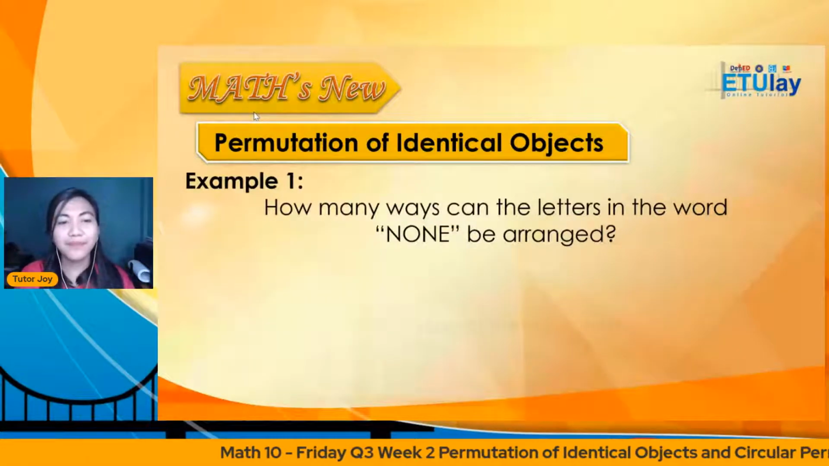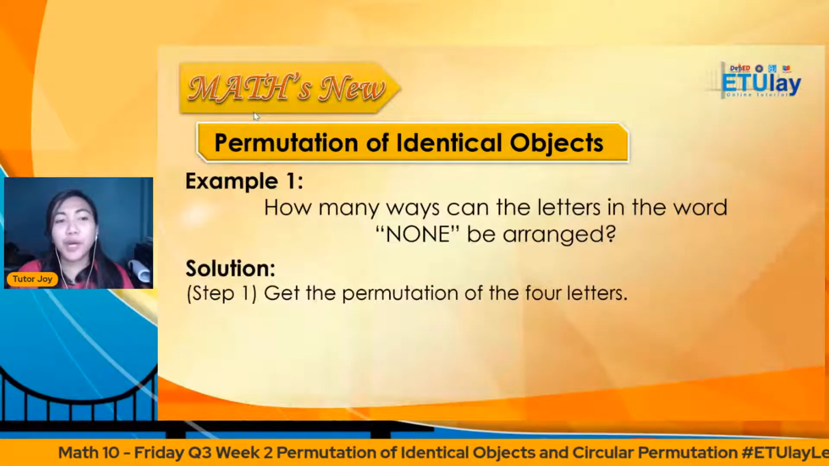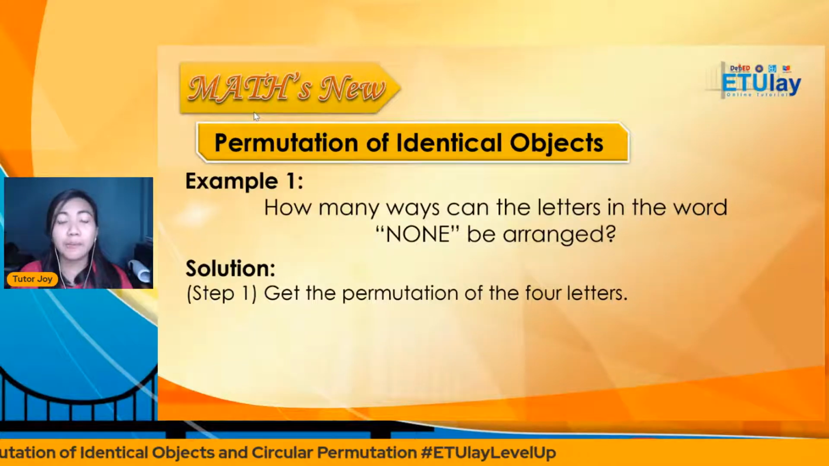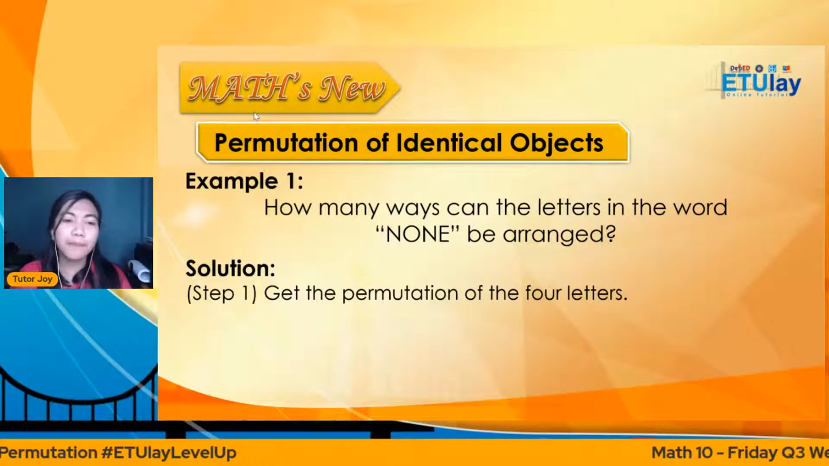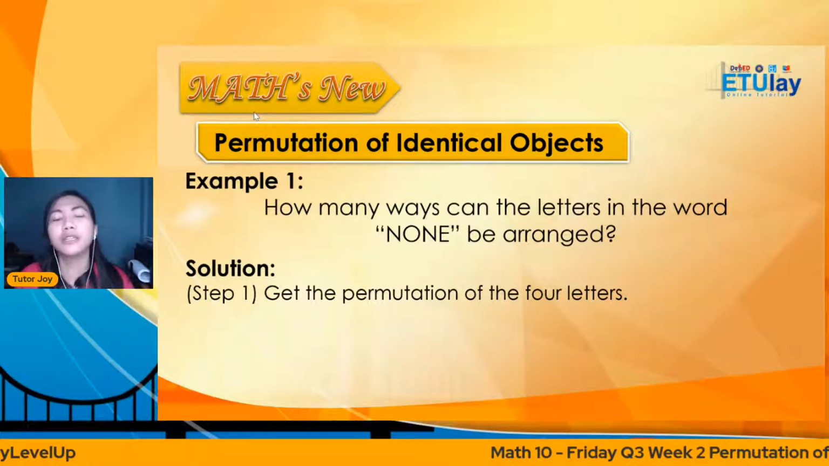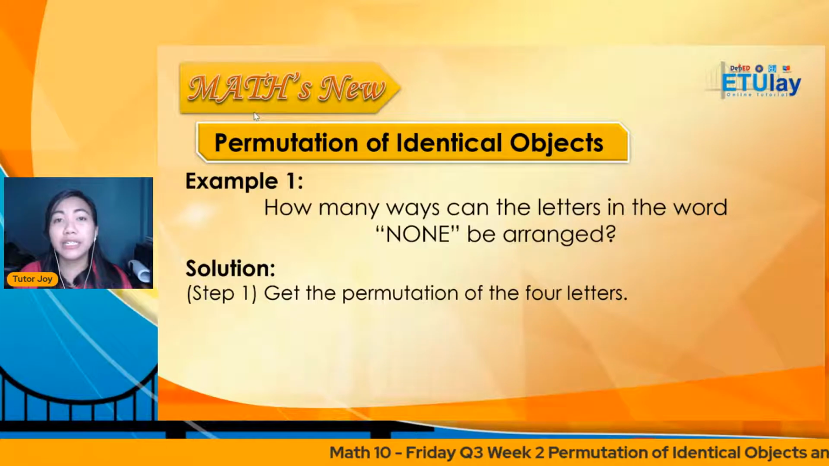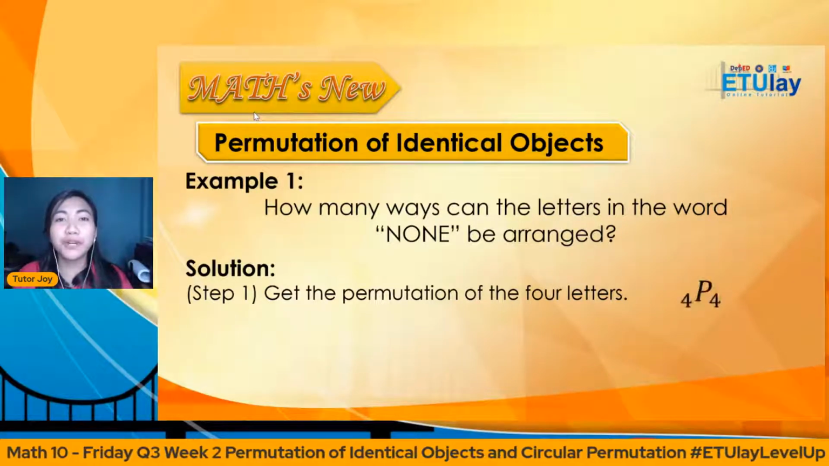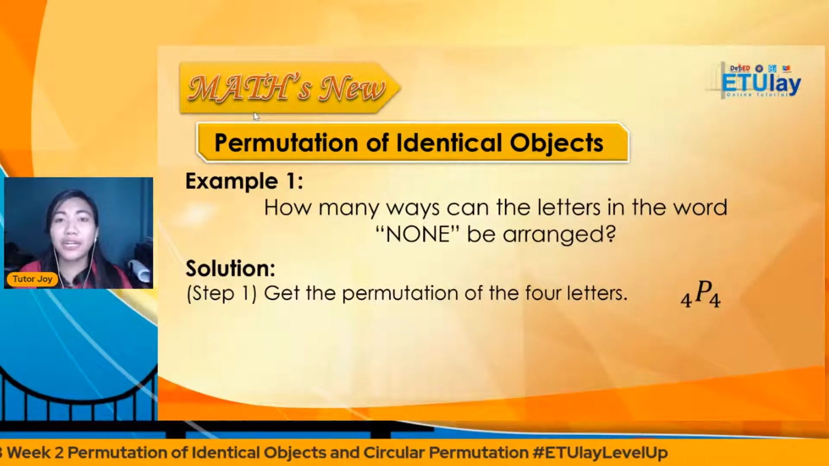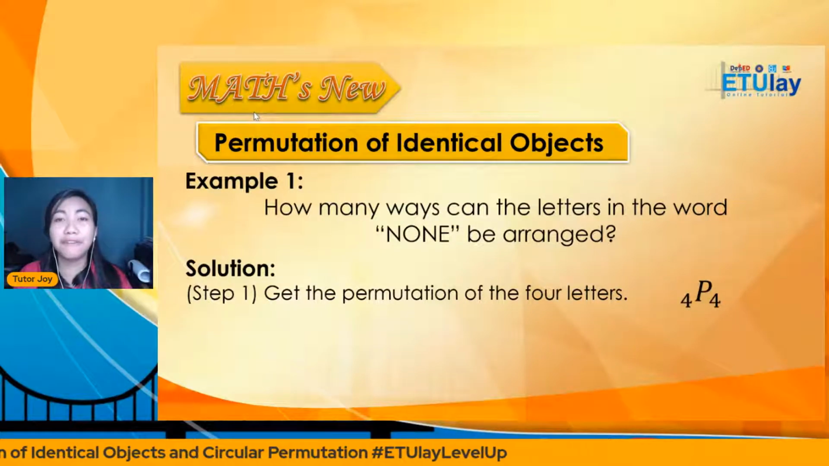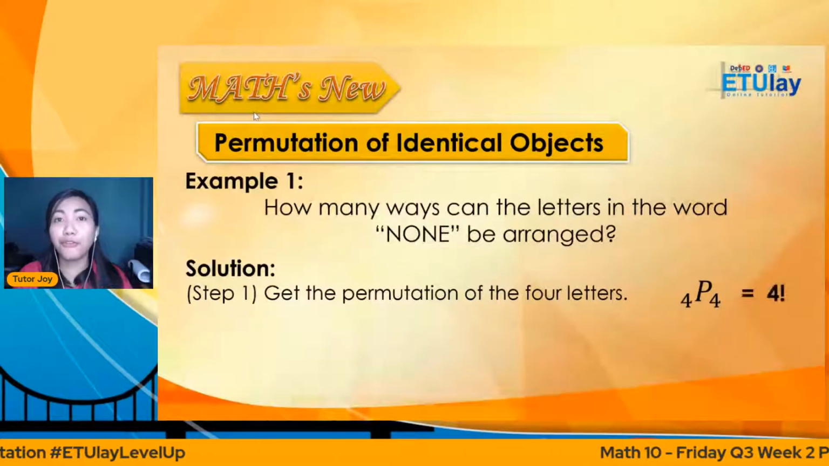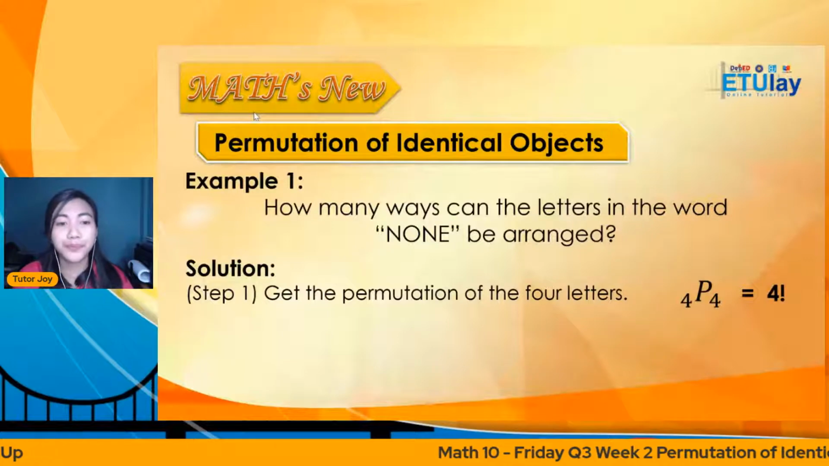Okay, tingnan natin. For this kind of problem wherein we're dealing with permutation of identical objects, ibig sabihin may magkakaparehang object, we have to consider this solution. First step is to get the permutation of the 4 letters. Tutor Joy, why is it 4 letters? Again, the word none is composed of 4 letters. And to get the permutation of 4 letters, recalling our lesson last week, that is 4 taken 4 at a time, or 4p4. Which is equivalent to 4 factorial or 4 times 3 times 2 times 1.